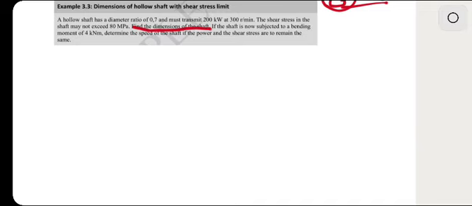Then if the shaft is now subjected to a bending moment of 4 kilonewton, determine the speed of the shaft if the power and the shear stress are to remain the same. First, let us answer this one. Find the dimensions, talking about diameters because we're given the ratio. That is a question by its own, so I can call it 1.